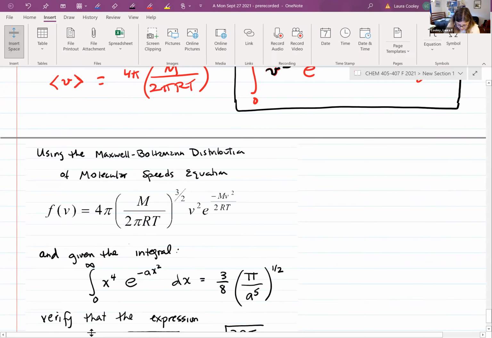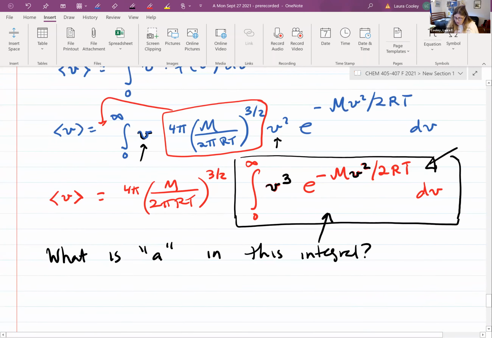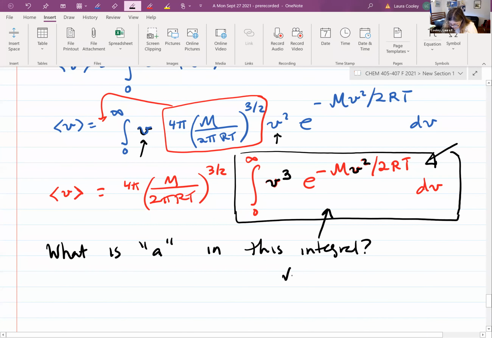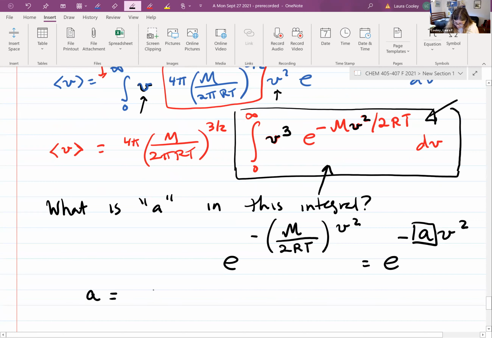Let's get some more space here. So what is a in this integral? And if you look here, you see you have the molar mass over 2 RT. If you take e to the minus that times v squared, that's e to the minus a constant times v squared. So that a is m over 2RT.